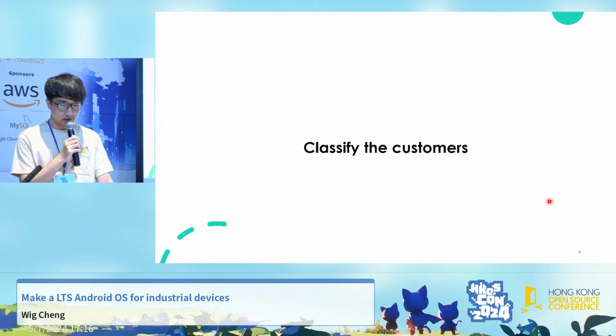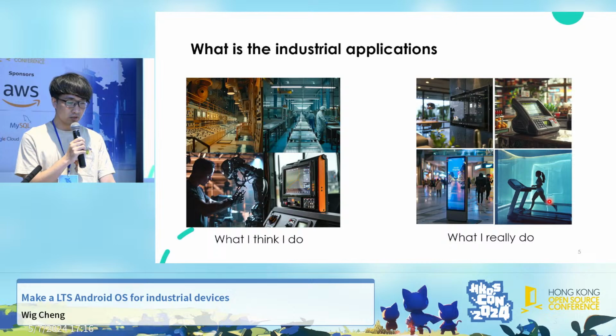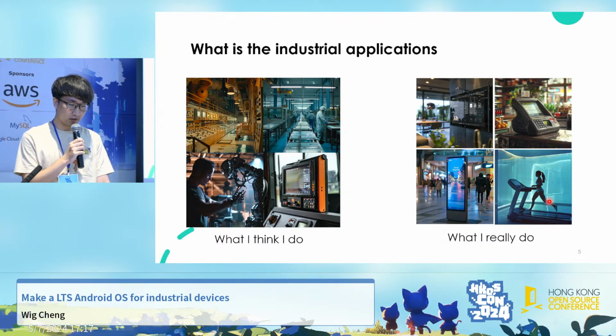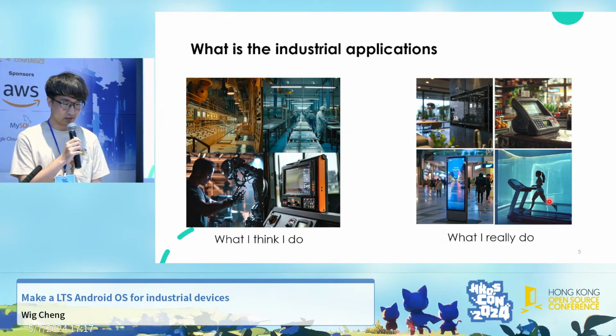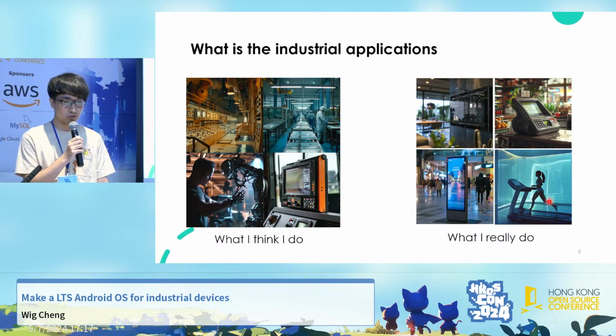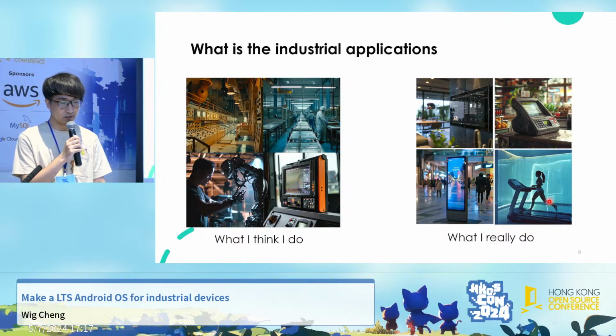Okay, so let's classify the customer first. Firstly, we have to define what industrial applications are. I remember when I touched the industrial domain about 12 years ago, I thought my job content was focused on the left side, for example, devices working in a nuclear power station, production lines with robotic arm operation, or different smart factories.